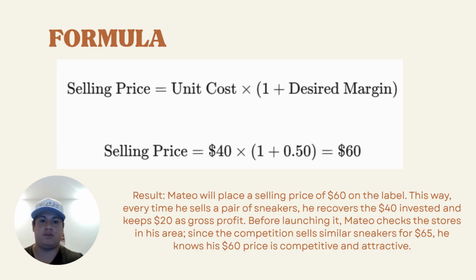As a result, Mateo will place a selling price of 16 quetzales on the label. This way, every time he sells a pair of sneakers, he recovers the 14 quetzales investment and keeps 2 quetzales as a gross profit. Before launching it, Mateo checks the stores in his area. Since the competition sells similar sneakers for 16 or 16.5, he knows his price of 16 is competitive and attractive.